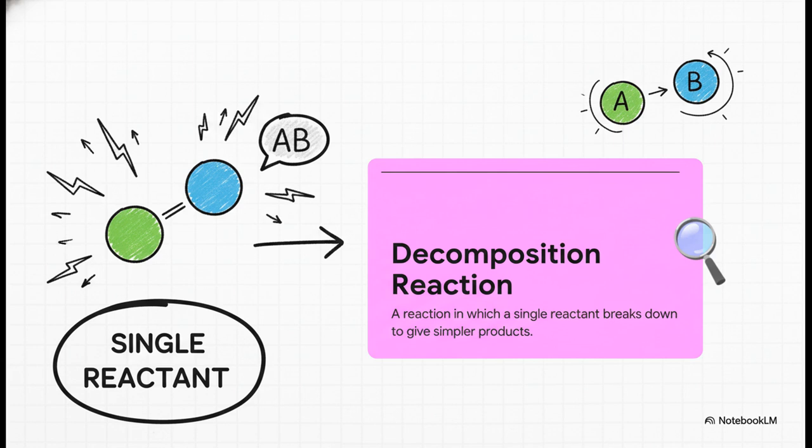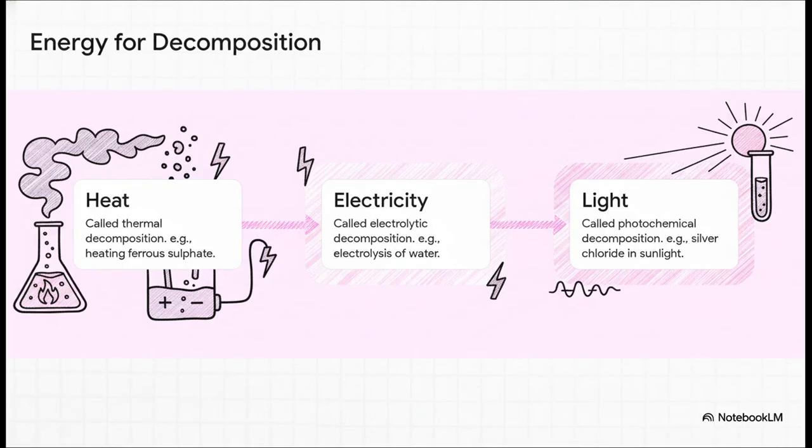But to break a compound apart, to break those chemical bonds, you need to give it some energy. It doesn't just happen on its own. And where does this energy come from? Well, it can be supplied in three main ways. We can use heat, and we call that thermal decomposition. We can use electricity, which is called electrolytic decomposition. Or we can even use light, and that's called photochemical decomposition. Let's take a look at an example for each of these one by one.